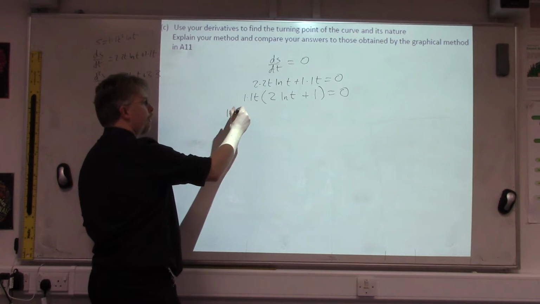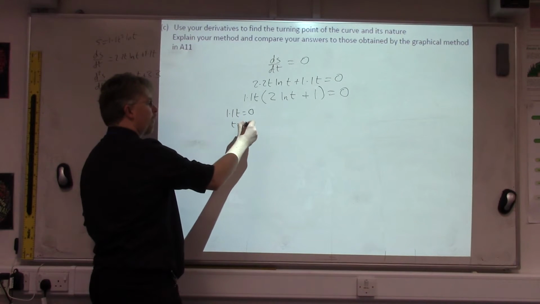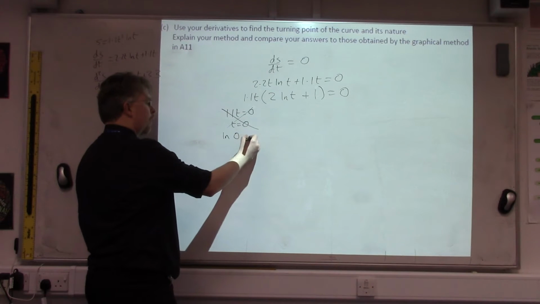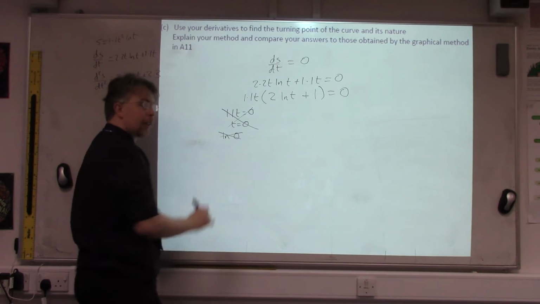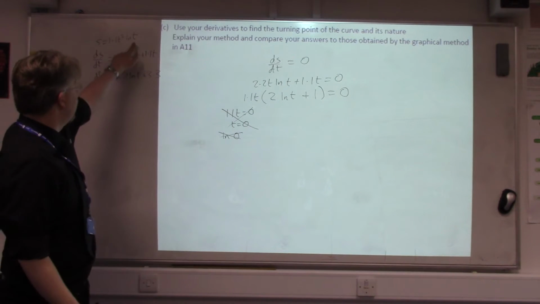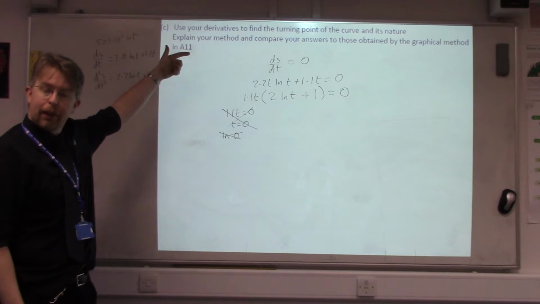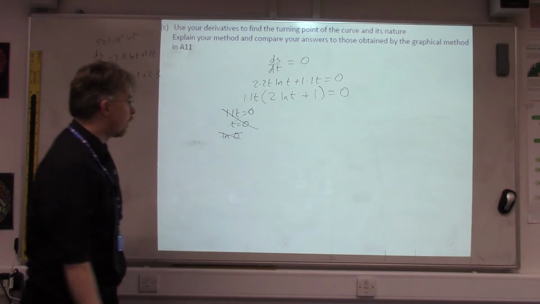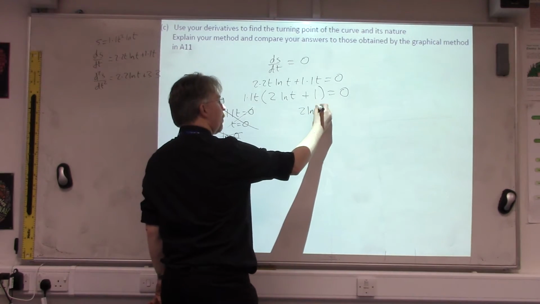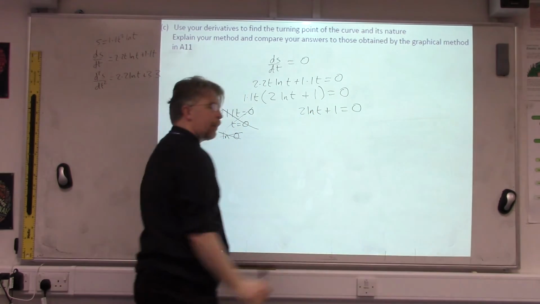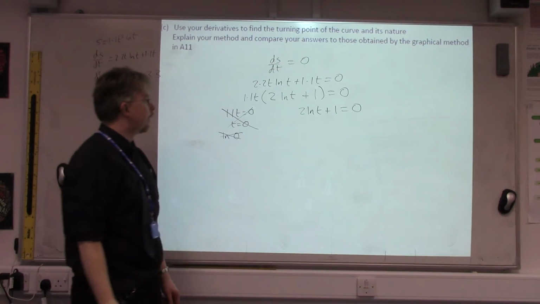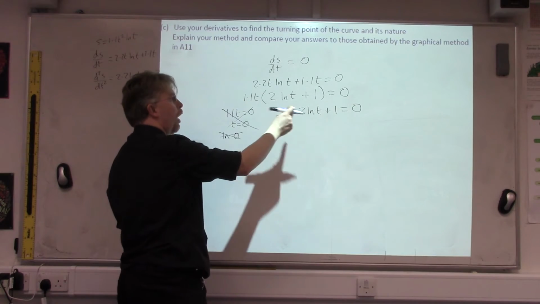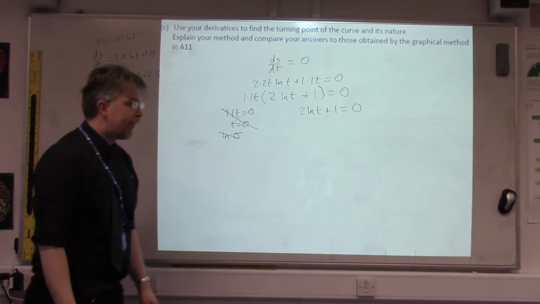1.1t equals 0, which gives t equals 0. That doesn't lead to a solution because you can't have ln of 0. When we plotted it, we got an error for that particular point. So t equals 0 isn't a solution. We have 2 ln t plus 1 equals 0. So basically you've got two things multiplied together, one of them has to be 0. The first one can't be 0, so it must be the bracket.